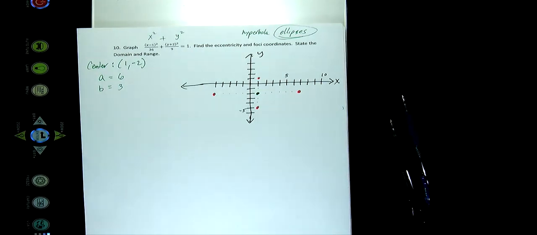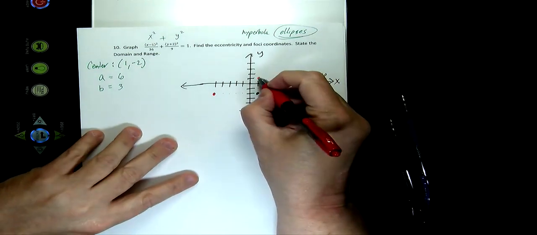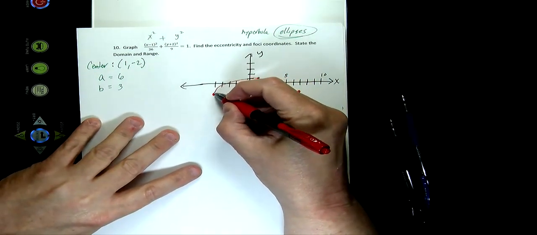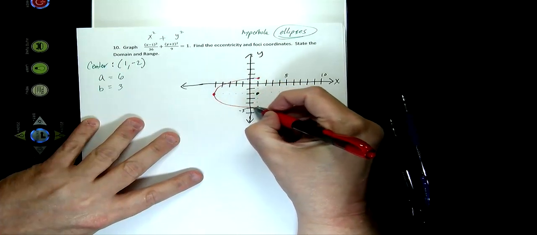Same start that we do with the hyperbola. With the hyperbola though, we make the box and do the asymptotes. That's not what we do here. Those are actually points on our ellipse. So I am just going to do something that gives it a nice little curvy look as I put it together.